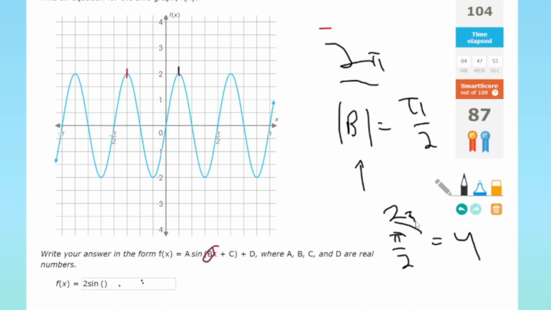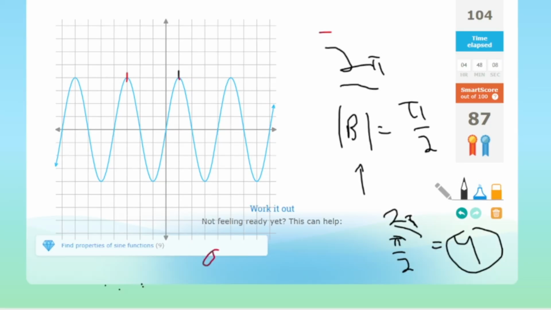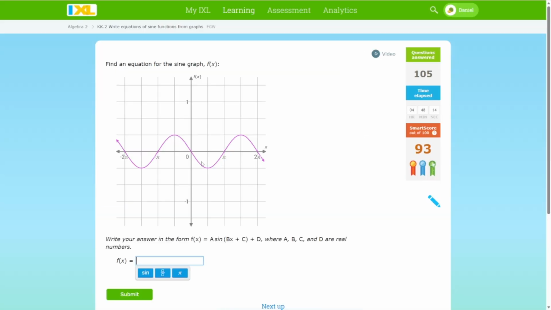The pi's cancel out. You're left with 2 divided by 1/2. And 2 divided by 1/2 is 4. So our period is 4x. Pretty easy. Now we're done. There's no phase shift. There's no midline. We're good to go. Okay, I'll give you one more example.